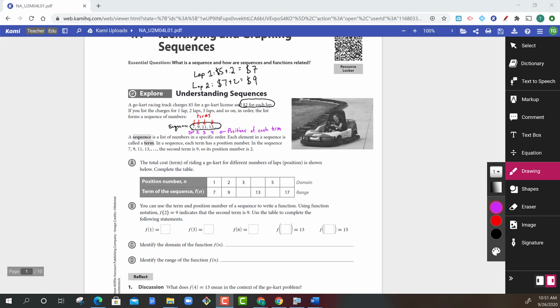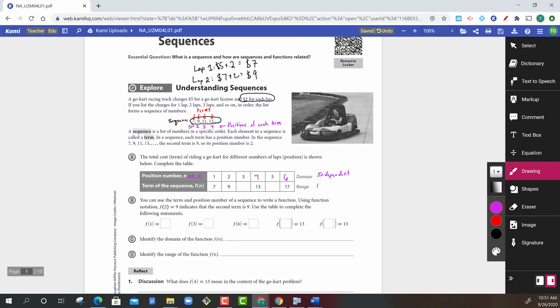So first, recognize the position number or lap number. They're using the variable n, or you could use the variable x, and that represents the position number. They want us to fill in the table, which of course would be 1, 2, 3, 4, 5, 6, because we're just increasing by 1 every single time, because basically this is laps. This is your independent variable, because the lap numbers, the position numbers, are just going to happen.